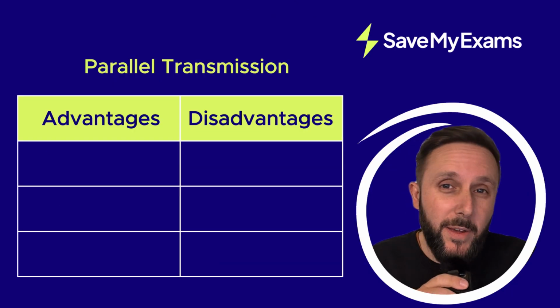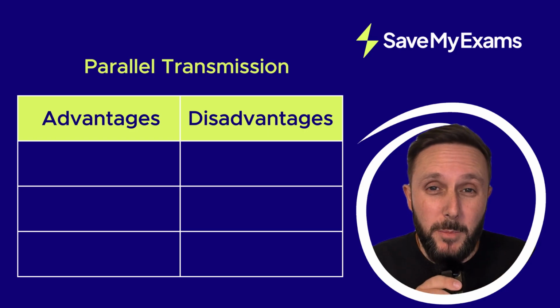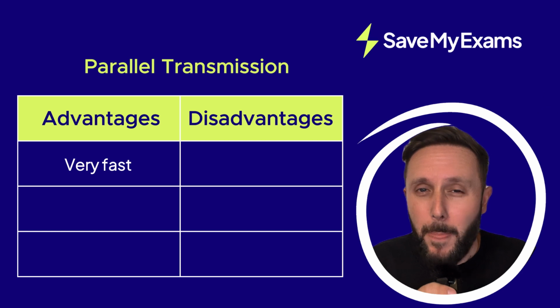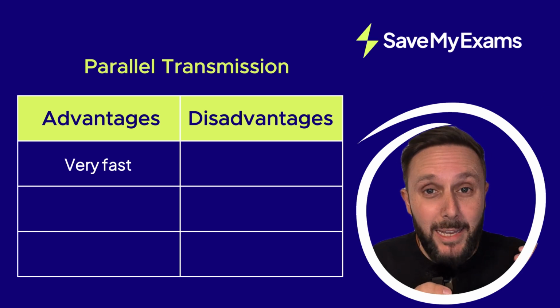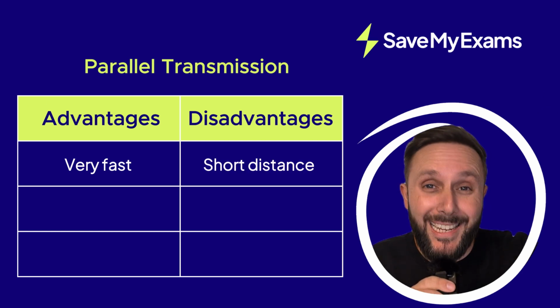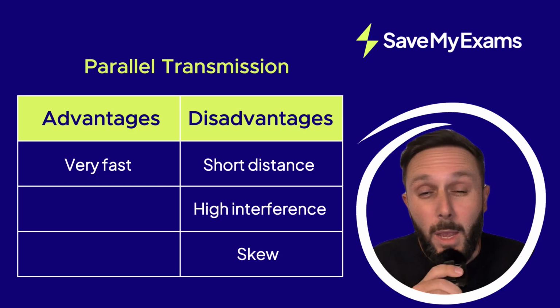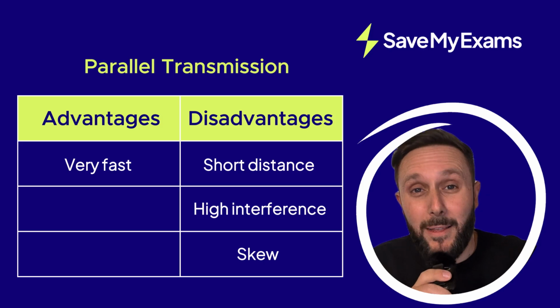Okay, so let's look at some advantages and disadvantages of parallel transmission. Now, parallel transmission is fast. It is really good. The problem with parallel transmission is that it was only good over a short distance. The signals could drift out of sync, which is called skew. And the more wires you add, the more likely this was to happen.